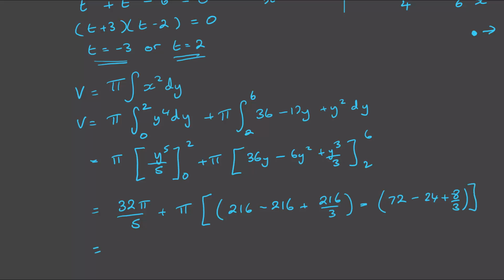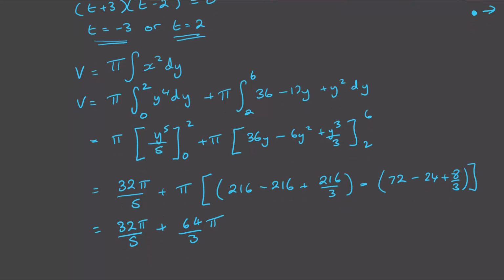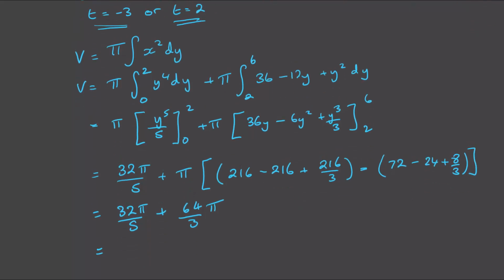And calculating that, we've got 32 pi on 5. And then over here we've got 416. No, sorry. It's the final answer gives me that. This one is 64 on 3 pi. And if we add those together, that's where I got the 416 from. 416 pi on 15 cubic units.